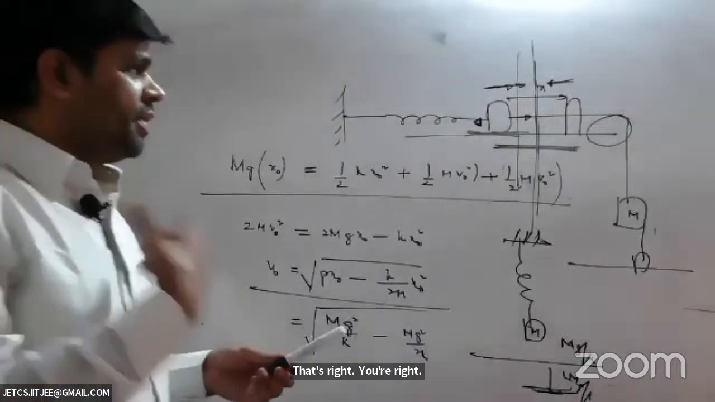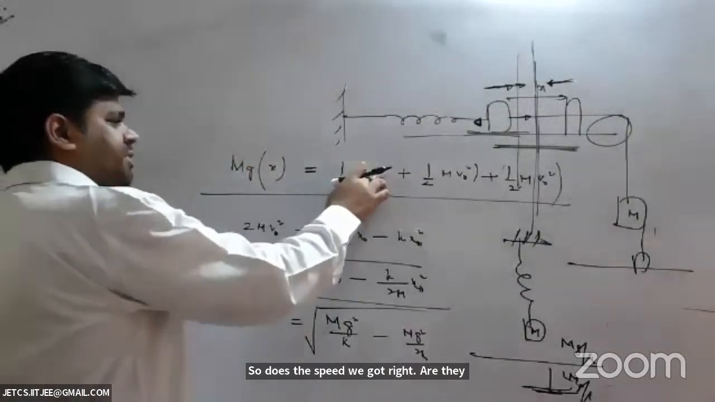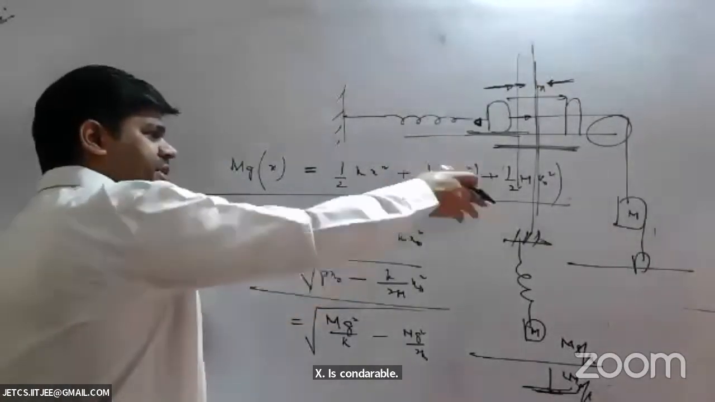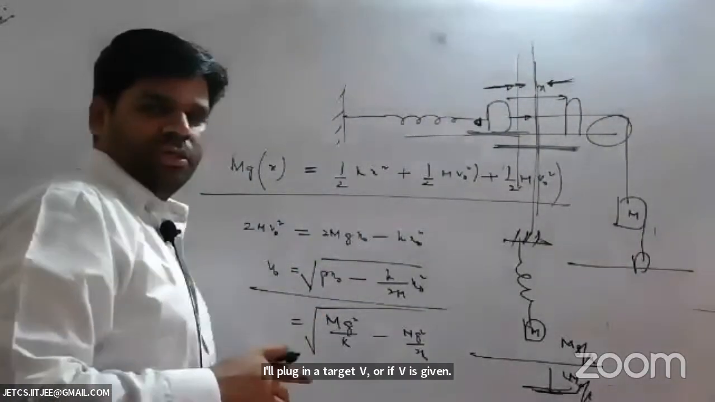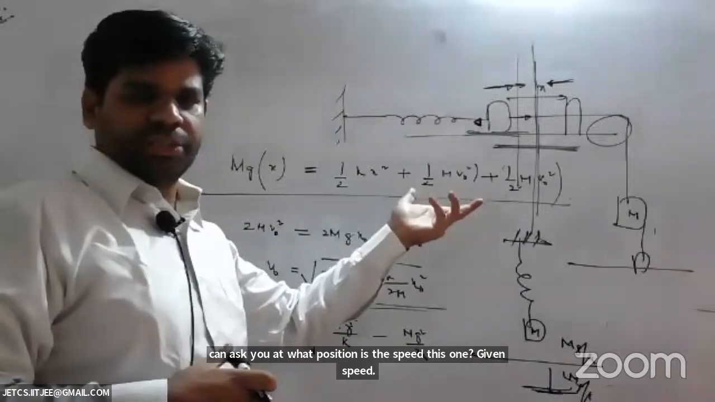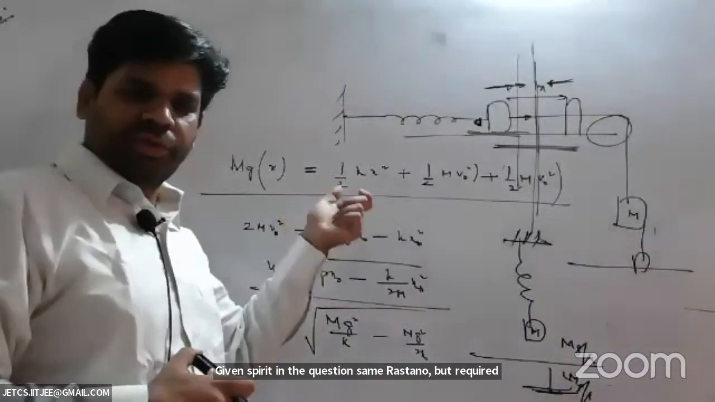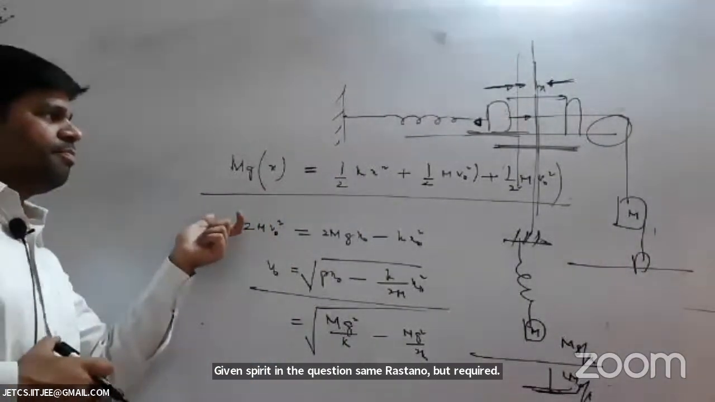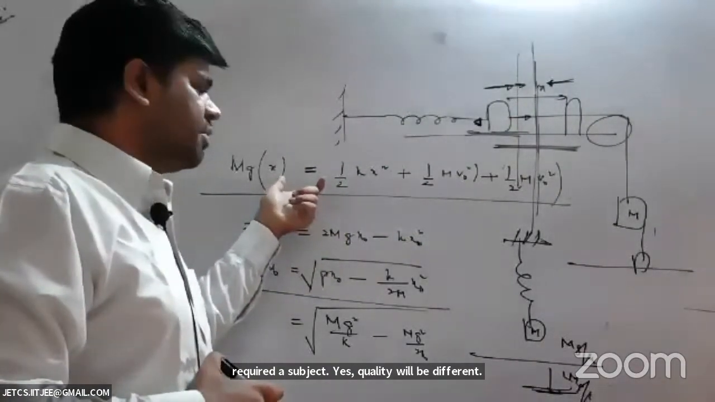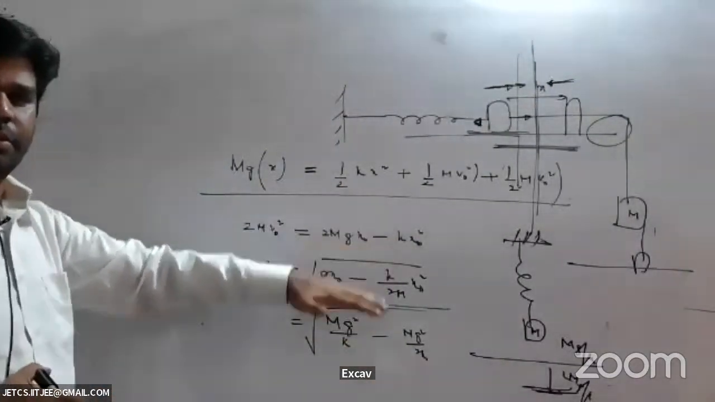Right. If I want the speed at some other instant, then what do I do? Instead of the equilibrium extension, I have some other extension there. I take X. I'll plug in X, I'll get V. Or if V is given, I'll plug in V, I'll get X. I can ask you at what position is the speed this one, given speed. 2 meters per second, 2.3 meters per second, anything. Given speed in the question. Then I'll write the same equation, but the required parameter, which one to make the subject, will be different. Now V naught is required, X is given. Or X is required, V naught is given, you can use the same equation. So physics of the problem same, maths of the problem will vary a bit.